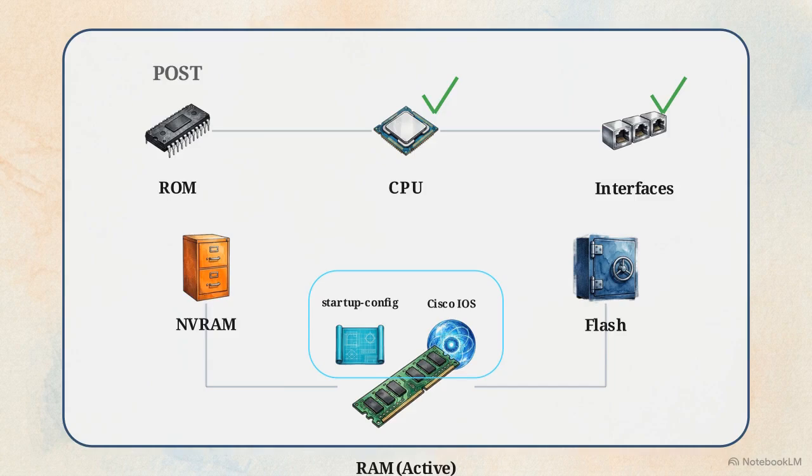The OS from flash and the startup config from NVRAM move onto the RAM workbench, merging together to bring the router online. Notice this critical terminology shift. When your saved startup config loads into the active RAM workspace, its name officially changes to the live running config.